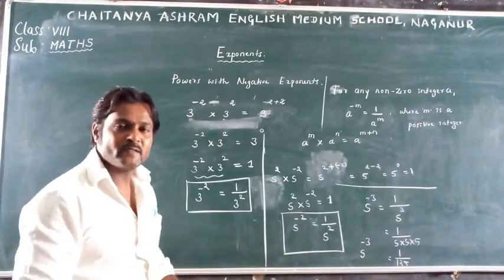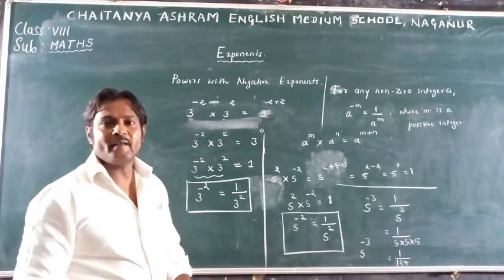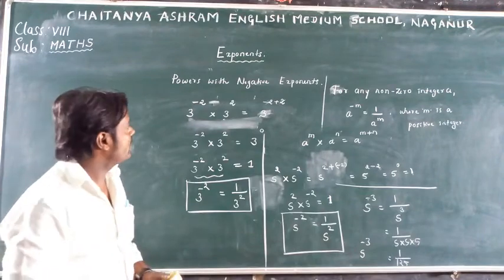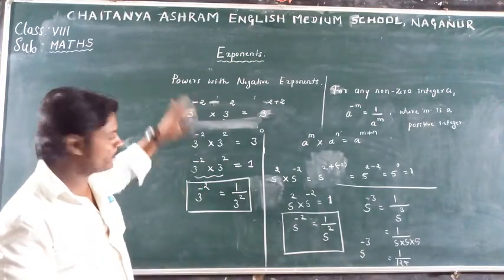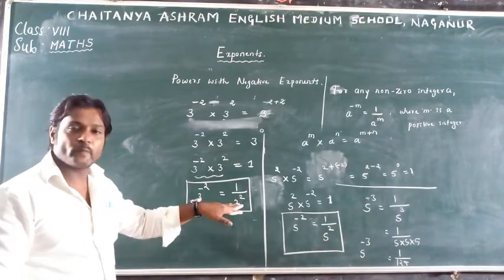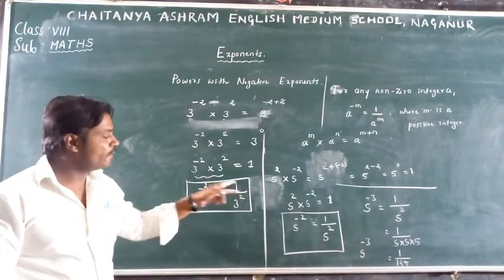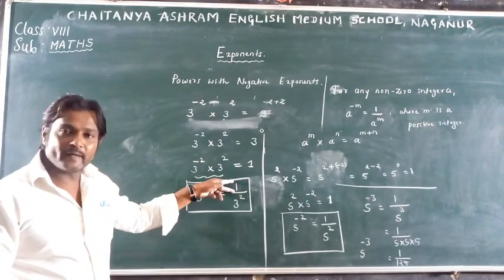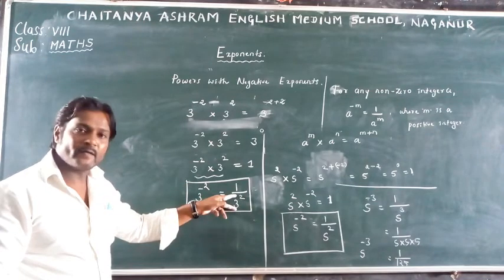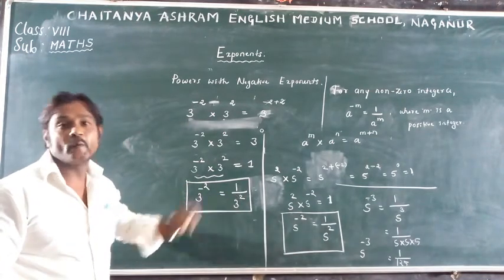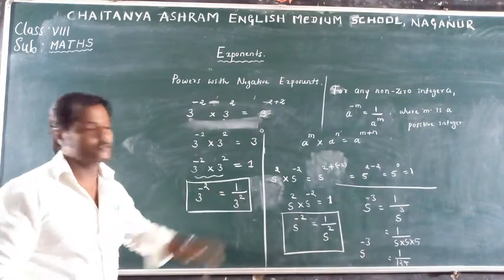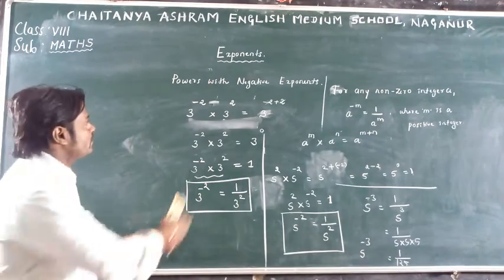In this way, we can find the value of negative exponents. What are negative exponents? An exponent having a negative power is called a negative exponent. We convert negative exponents to positive exponents: we make a fraction, write 1 in the numerator, and in the denominator write the exponent with positive power. This is the conversion of a negative exponent to a positive exponent. Clear?